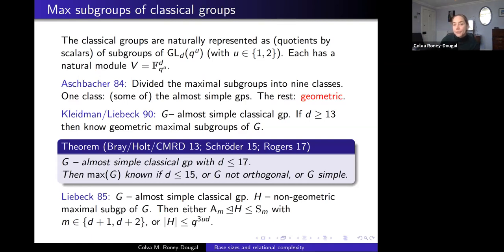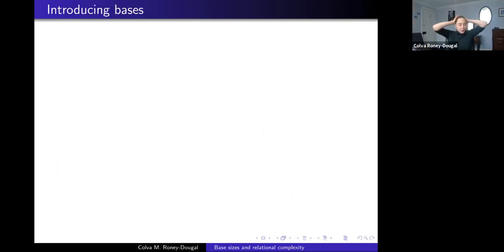Or H is tiny: Q to the 3D. So this is field size to the 3D, basically. So either it's alternating or symmetric, we know exactly what the action is, or it's really quite small. If you think about the general linear group as having size roughly Q to the D squared, so we've got D squared in the exponent, this is much, much, much, much smaller than that. Vanishingly small as the dimension grows. So again, for smallish ones, we know what they are. For biggish ones, we know that the known unknowns are not very big, to quote somebody else. Right, so that's where we're up to at the moment with the classifications.